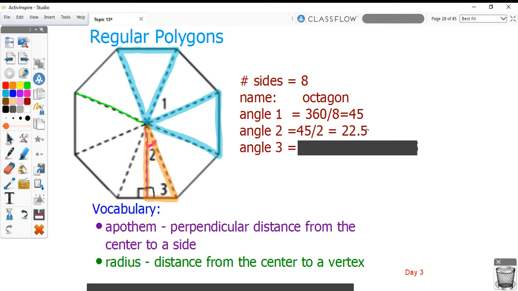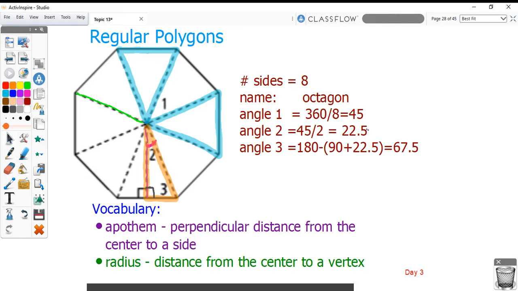So if we just subtract those things from 180, that would give us our answer for angle number 3. Because we just got to remember that every triangle always adds up to 180. So if you just take 180 and subtract those other two, it'll give us our missing angle, number 3, 67.5 degrees.